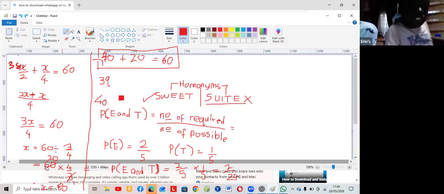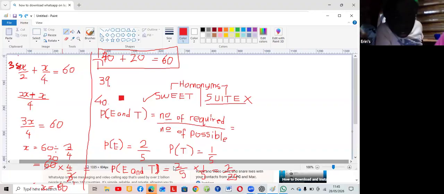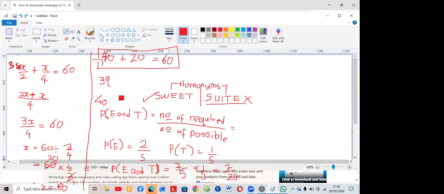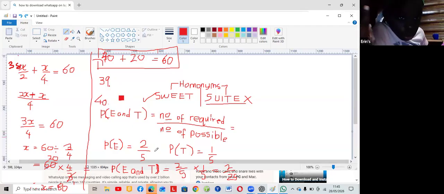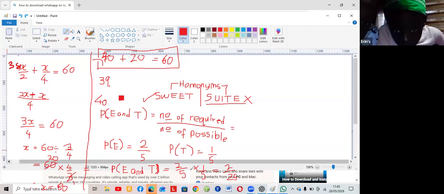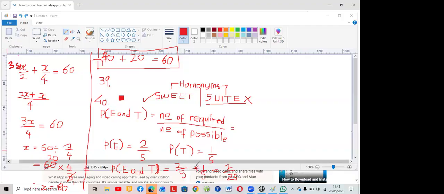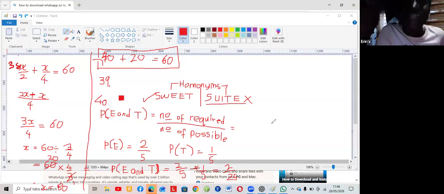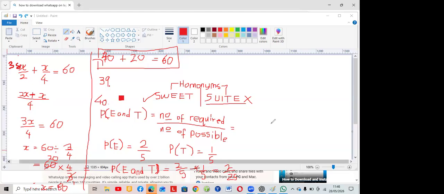Probability. But of the answer, you made a mistake. Where did I make the mistake? This was supposed to be what? This side you wrote times is supposed to be divide.